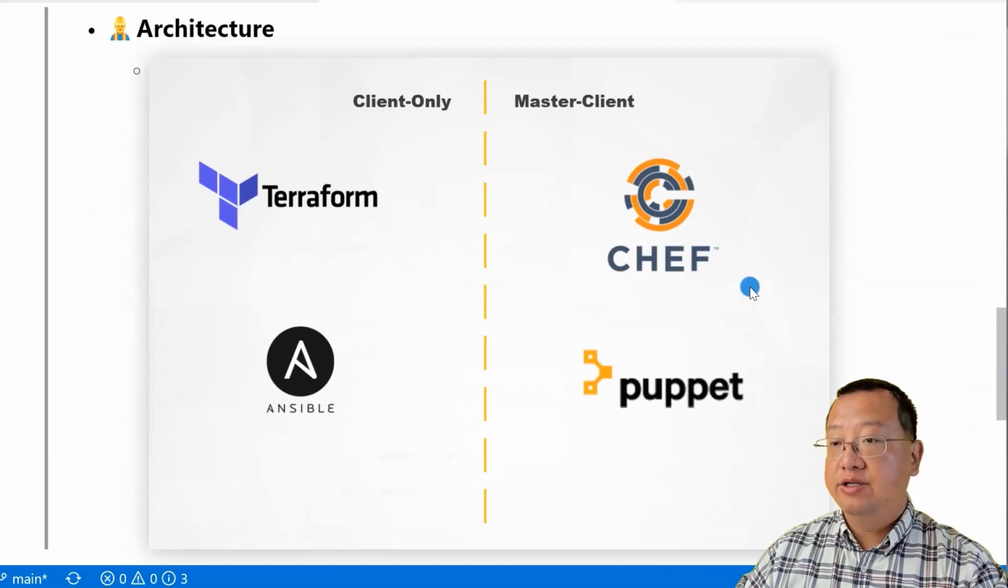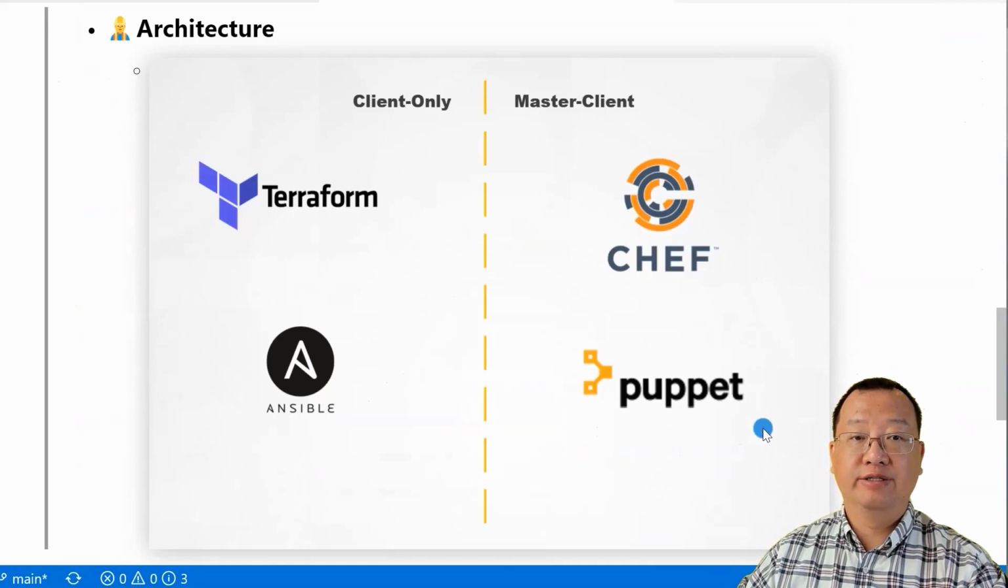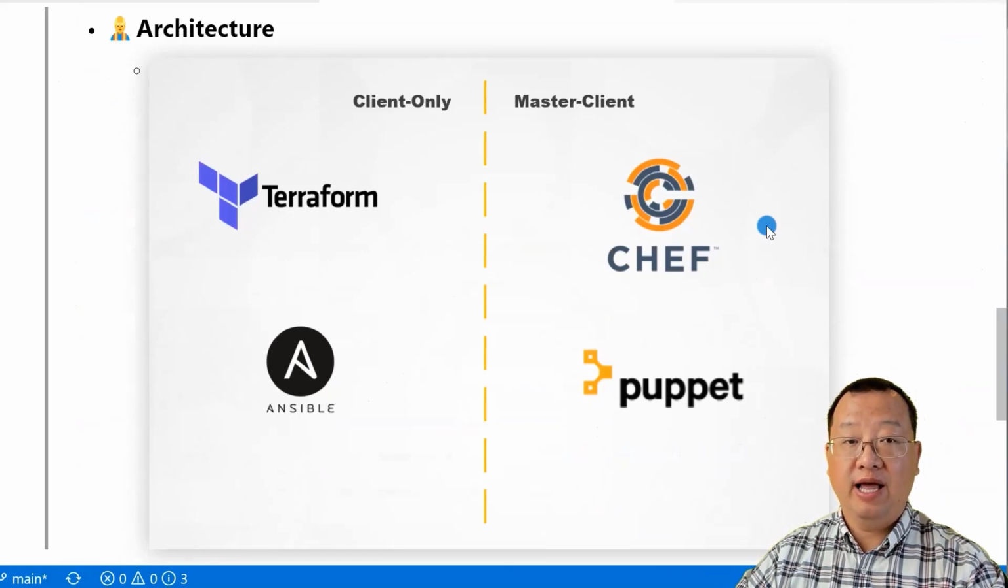On the other hand, Chef and Puppet have a client-server architecture, where there is a centralized server that manages and distributes configurations to multiple client nodes. The master maintains a catalog of resources for each client, and the client periodically checks with the master to retrieve updated information. Client-server architecture means more attack surface and more maintenance work.